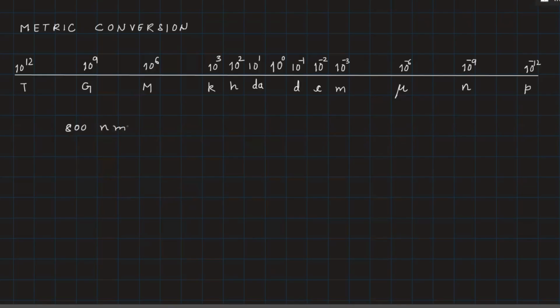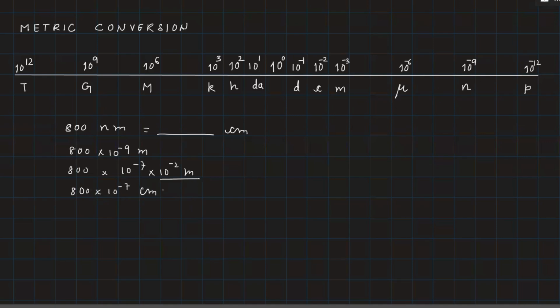This is 800 nanometer, and this has to be converted to centimeter. 800 into 10 to the power minus 9 meters. Now, centimeters is 10 to the power minus 2, and this is minus 9. So you have minus 7 over there. So this becomes 800 into 10 to the power minus 7 centimeter.